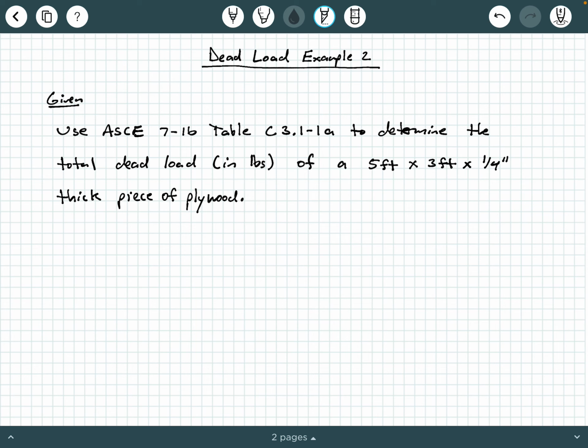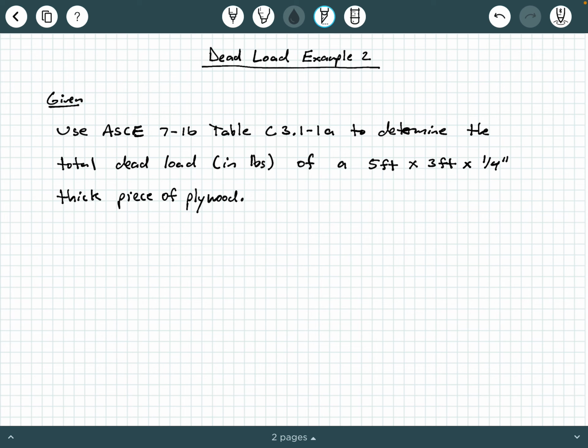If you recall, the ASCE 7-16 commentary booklet has two tables that are really useful for determining dead loads that we've talked about in previous videos. One of them is this table, C3.1-1A, which gives minimum design dead loads in terms of force over surface area, so that would be like PSF. And there's another table, C3.1-2, that gives minimum densities for design dead loads of materials. When they say density, they mean something like unit weight in pounds per cubic foot.